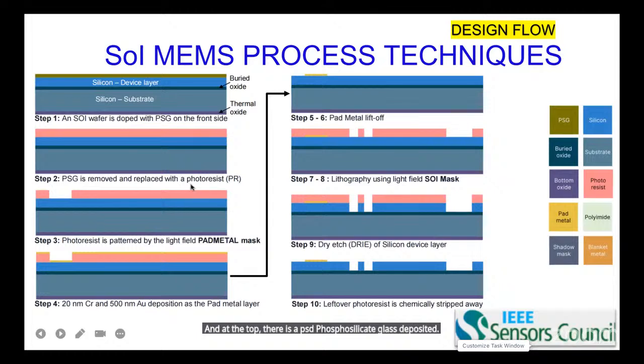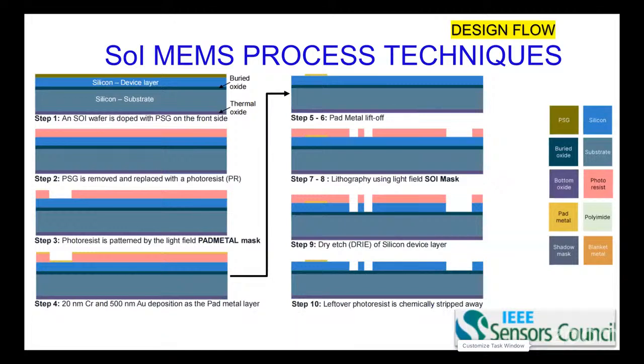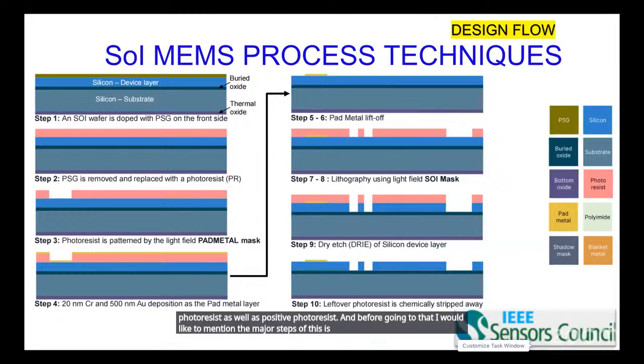And in step 2, the glass is removed and replaced with a photoresist. So we remove the glass and we replace it with a photoresist. We can use negative photoresist as well as positive photoresist. And before going to that, I would like to mention the major steps of this process.